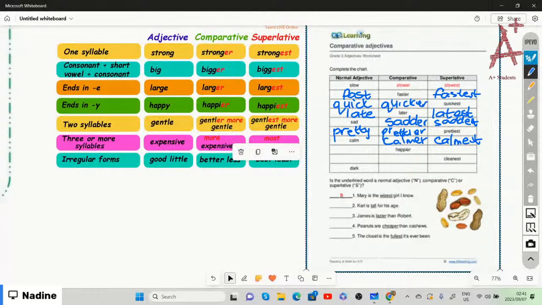And then we have our normal adjective. If the comparative is happier, then our normal adjective is happy. The comparative adjective is happier. And then we have the superlative adjective, which is happiest. Then if a superlative adjective is cleanest, then our normal is going to be clean.